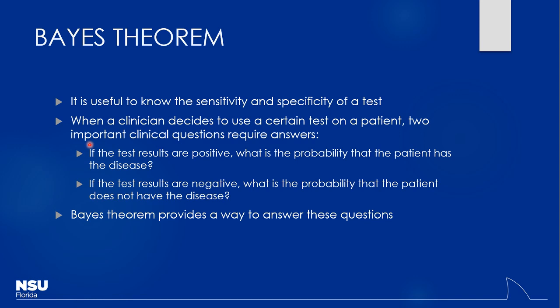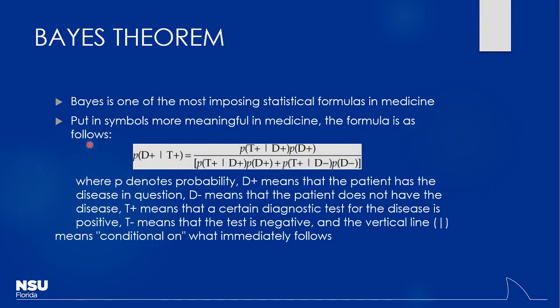But again, when we get a positive test, what's the likelihood that our patient really has the disease? And if it's negative, what's the likelihood they actually don't have the disease? And Bayes' theorem kind of helps us with this. And so, will we be able to do these kinds of calculations on the exam?